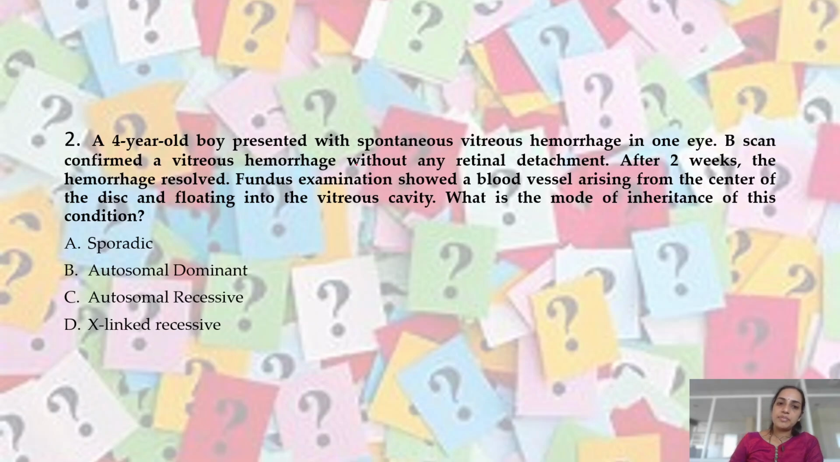A 2-year-old boy presented with spontaneous vitreous hemorrhage in one eye. B-scan confirmed vitreous hemorrhage without any retinal detachment. After 2 weeks, the hemorrhage resolved and fundus examination shows a blood vessel arising from the center of the disc and floating into the vitreous cavity. So here we are talking about something known as persistent fetal vasculature, earlier known as persistent hyperplastic primary vitreous. So this name is not very commonly used now. We prefer to use persistent fetal vasculature.